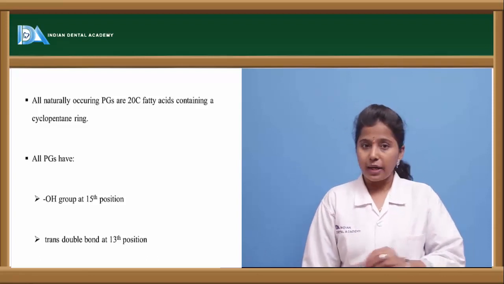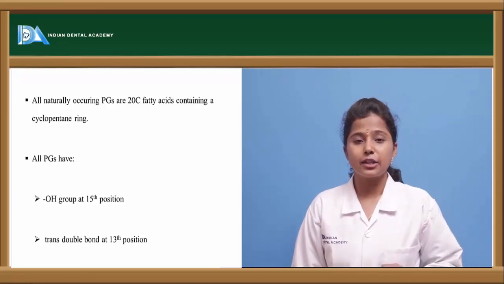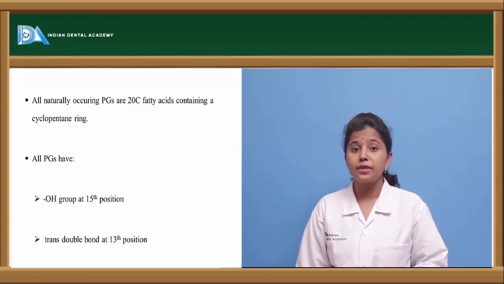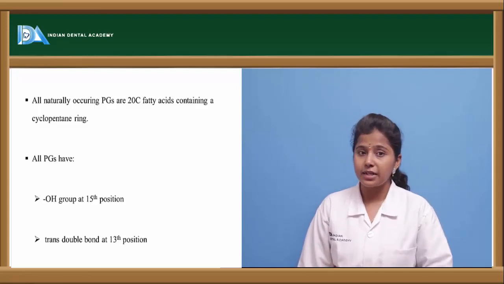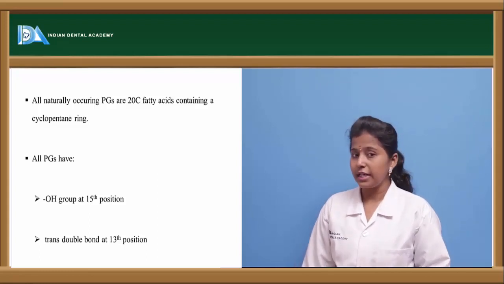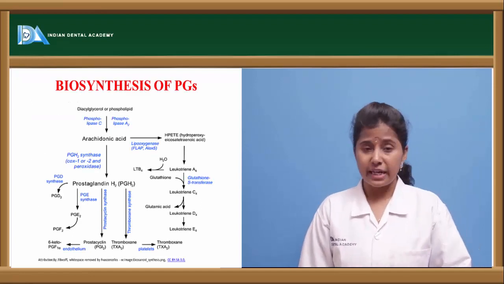So, these prostaglandins contain a cyclopentane ring, and the main action of these prostaglandins is due to the presence of the hydroxyl group on the 15th position and the trans double bond on the 13th position. Let us see the biosynthesis, how these prostaglandins are formed.